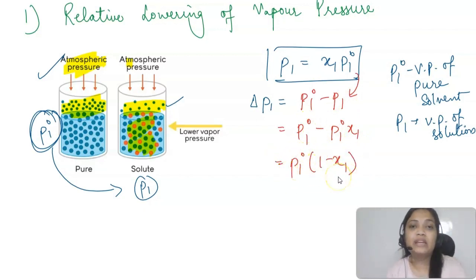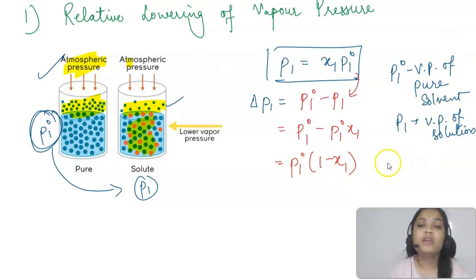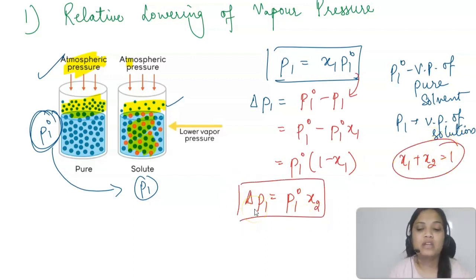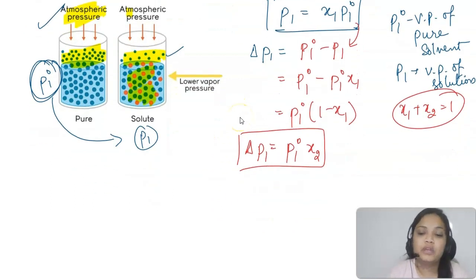Now can anyone tell me what is 1 minus x1? Yes, 1 minus x1 would be x2. Do you remember, students, that the sum of mole fractions is always 1. So this is what we are going to get: delta P1 is P1 naught into x2. Now what is this x2? Here you can see that this x2 is the mole fraction of solute, right?